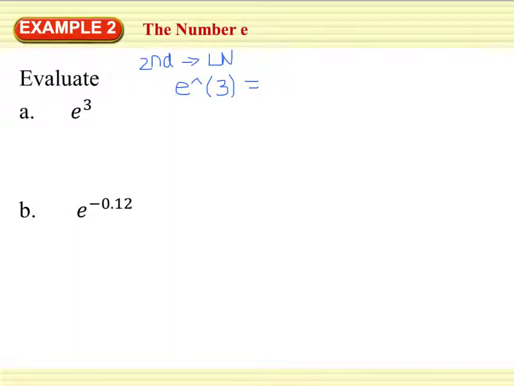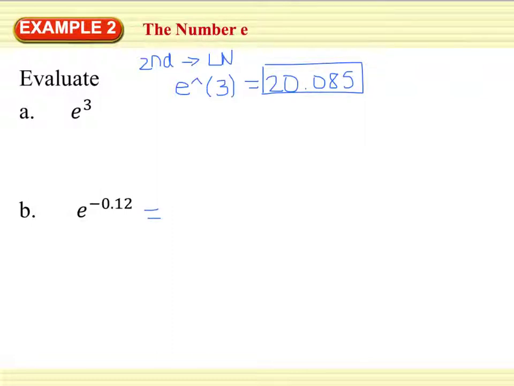When you do that, you should get something around 20.085, and on my screen it continues on, but you can round to 3 decimal places for now, and that should be sufficient. Likewise, we're going to do the same thing for part B.